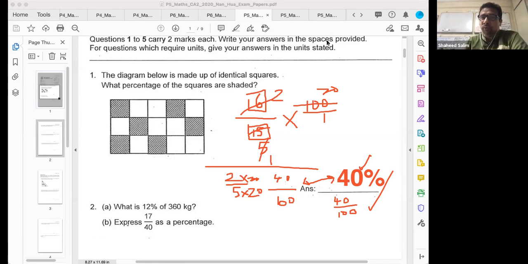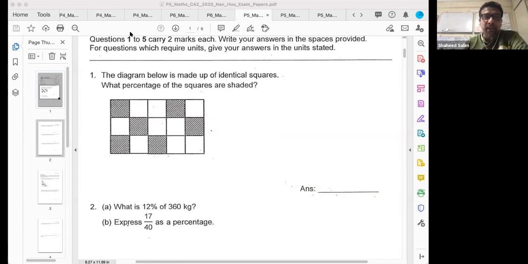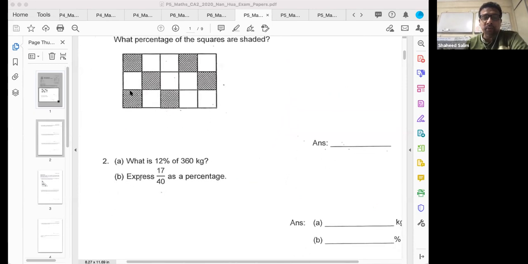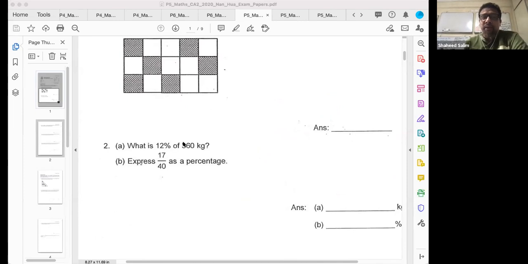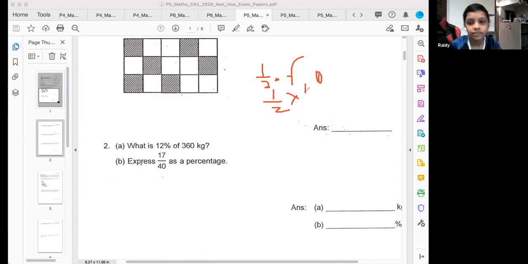Okay, so we move on to the next one now. Can you try question number 2 now? If someone says what is half of 10, I just give you a what is half of 10. So, of is times, correct? Half is times, right? So you can write it like that. Half times 10.